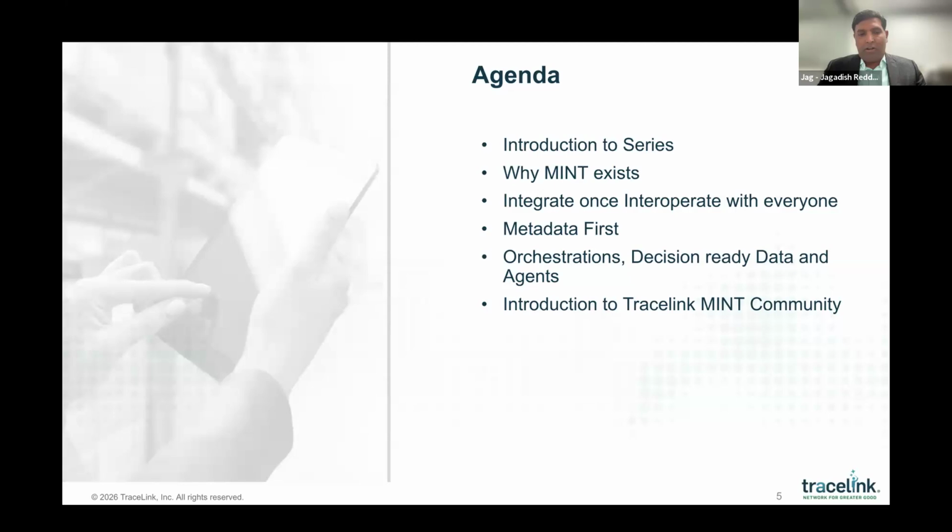Today we will go more at a very high level, different use cases and how it differentiates between a point-to-point versus integrate once and interoperate with everyone. And then we'll look into one of the key differentiators of Opus platform, and Mint itself, which is metadata first. What it is and how it is helping us to be future ready. And the next item we'll be focusing on is orchestrations, which are decision-ready data and agents. We'll talk about the different transaction sets, different orchestrations, and how Mint agents are going to help our customers in solving their business use cases and helping their users become more productive.